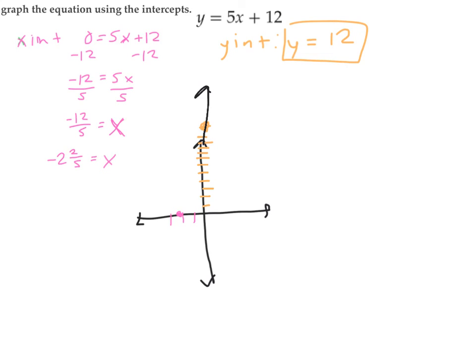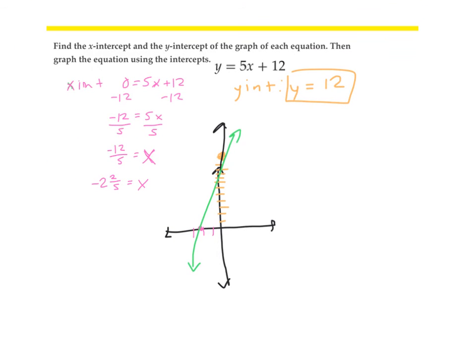So then we connect our 2 points with a line. Typically a straight line, but Miss Carver's using her finger, so it's not that great. So it's a little crooked. But this green line would be our graph of y is equal to 5x plus 12.